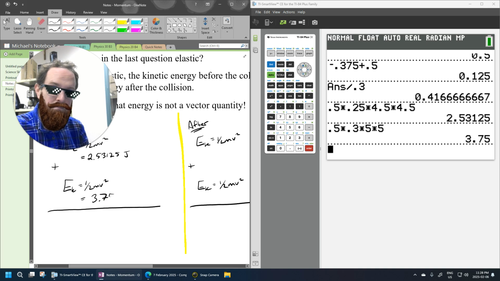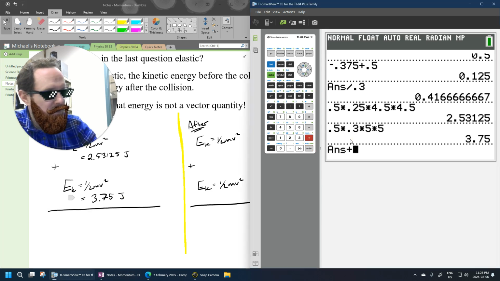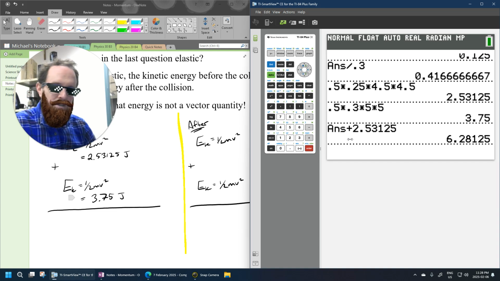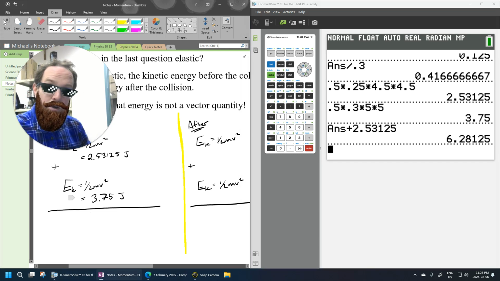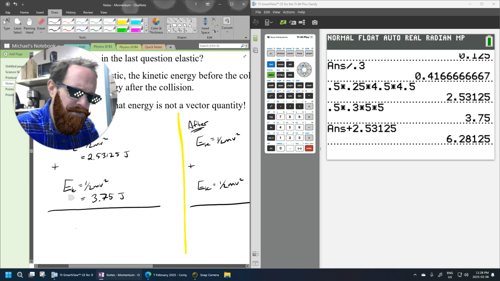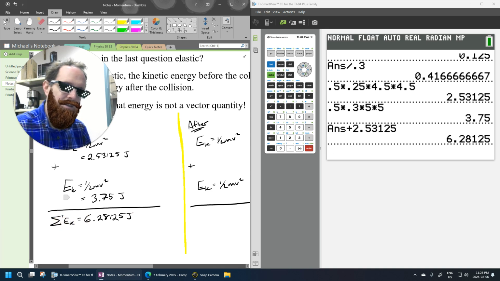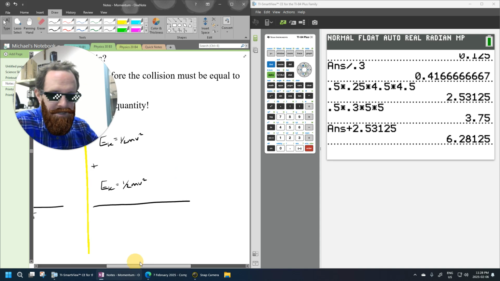So this will be positive, and then we're just going to add them together. The total kinetic energy, even though they're going in opposite directions, remember, kinetic energy is not a vector, it's a scalar. So I don't care about the direction, just how much energy it actually has. The sum of all the kinetic energy on this side is 6.28125 joules. That is the sum of all the kinetic energy before.